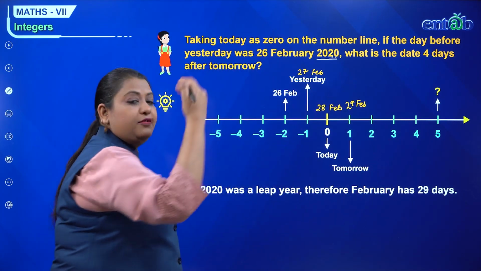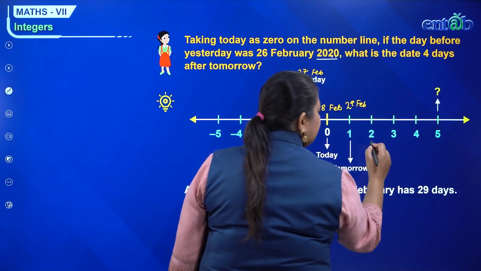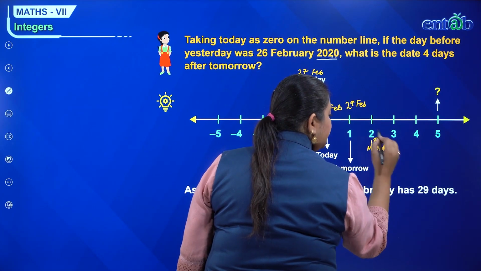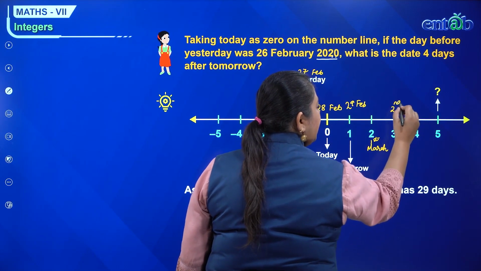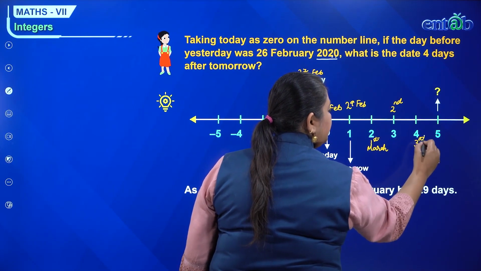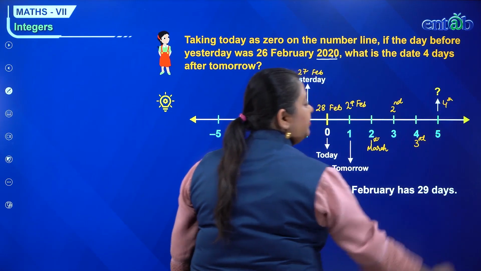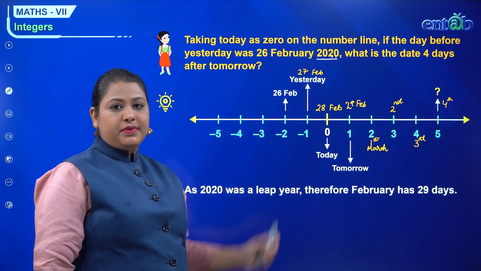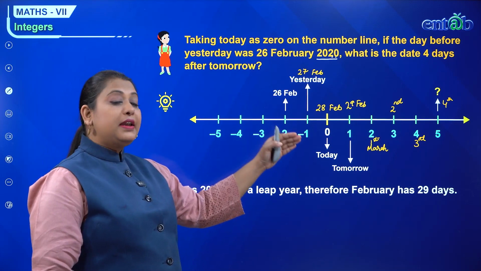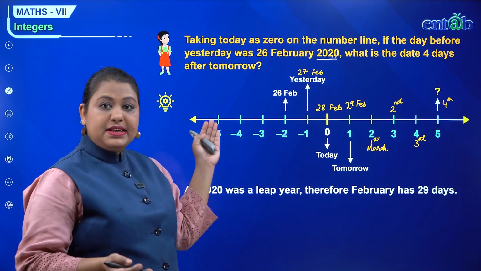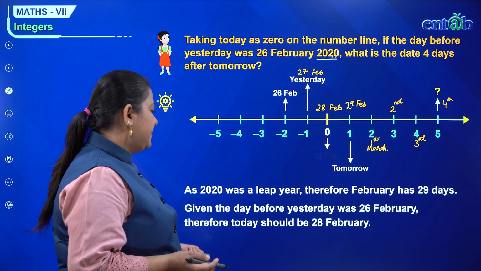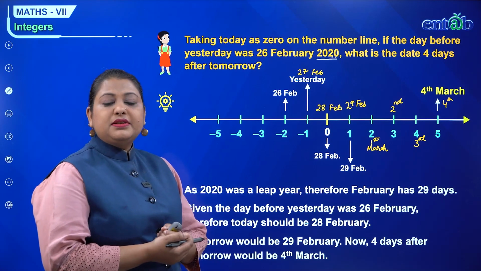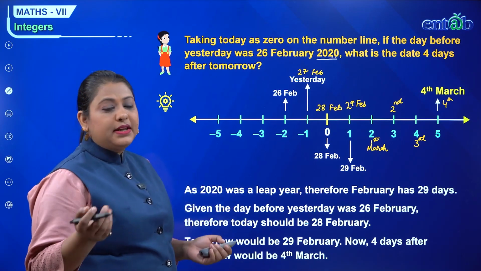So what would be the date 4 days after tomorrow? This is 1st of March. After 29th February, we will have 1st of March, right? This is 2nd of March. This is 3rd of March, and this would be 4th of March. So 4 days after tomorrow, my date should be 4th of March. This is how you can solve such type of problems easily with the help of a number line. So final answer is 4th March. I hope this is clear to you. Let's look at the next problem.